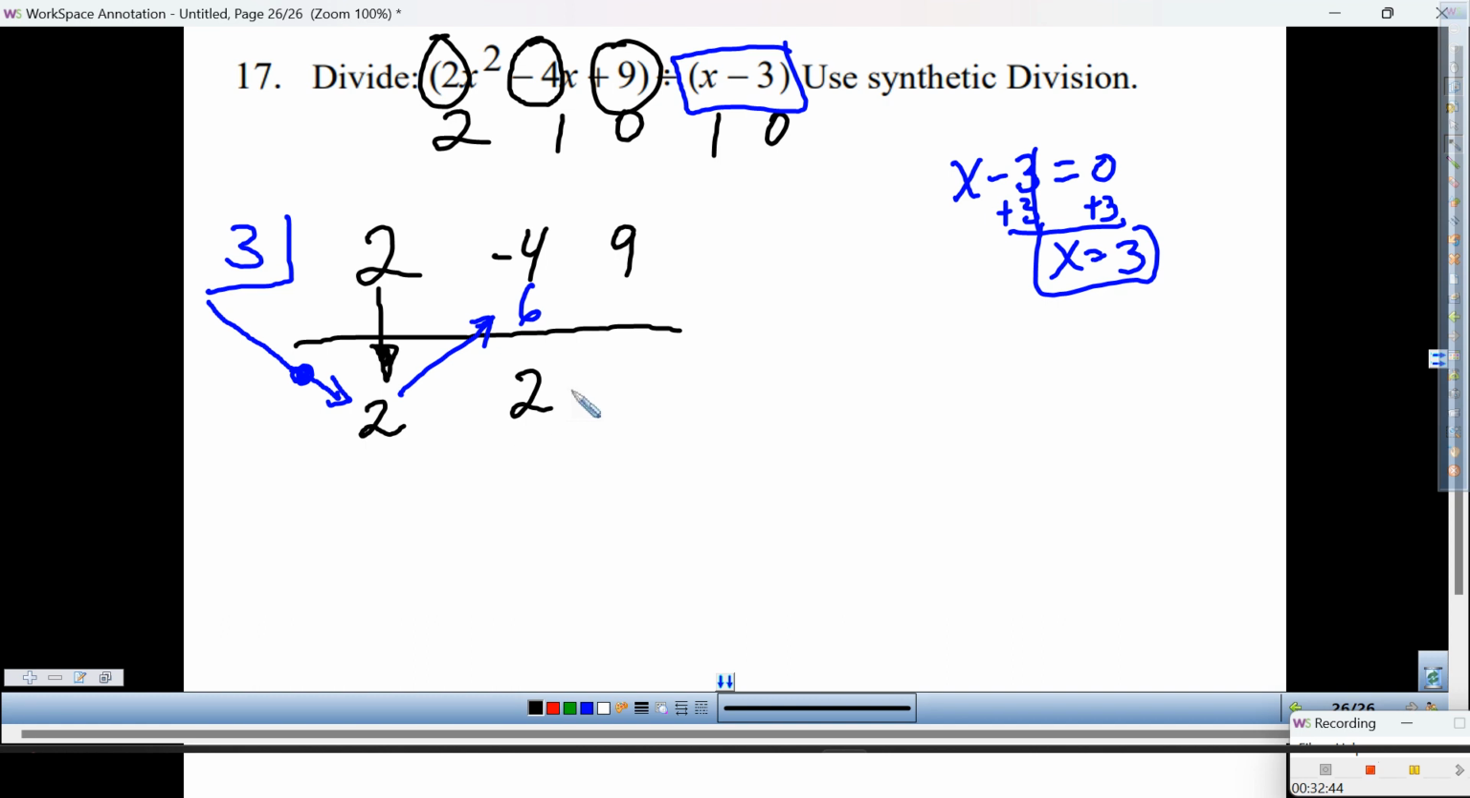Let's do that again. 3 times 2 again, that gives us 6. Combine, what is 9 plus 6? That's 15, and I'm going to put an R because that's my remainder.